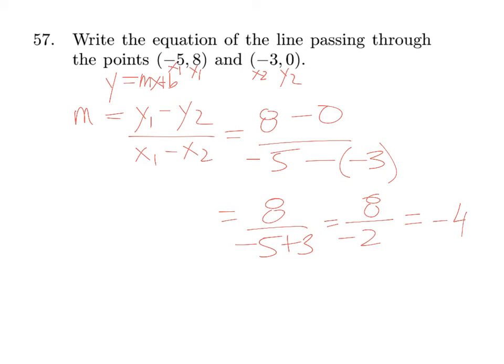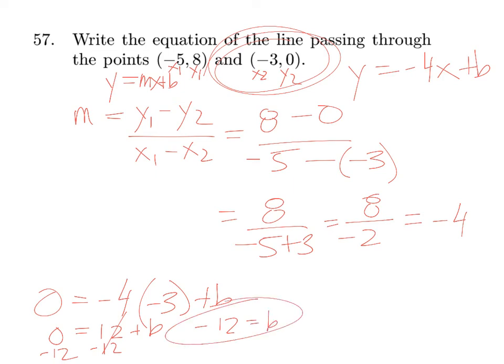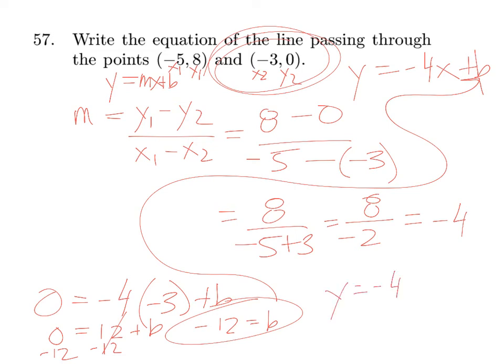All right, so I have y equals -4x plus b now. You choose which point you want to use. That one has a 0 in it. I'll use that one. So I have 0 equals -4 times -3, plus b. So I get 0 equals 12 plus b. Subtract 12. And -12 equals b. Take that and plug it in. So I get y equals -4x minus 12. All right, really easy once you get the hang of this.